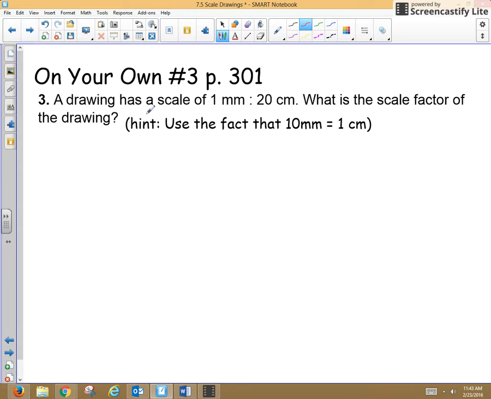Now try on your own. Number 3, a drawing has a scale of 1 millimeter to 20 centimeters. What is the scale factor of the drawing? Use the fact that 10 millimeters is equal to 1 centimeter.